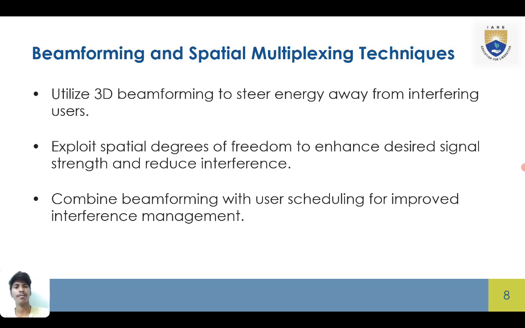Beamforming and spatial multiplexing techniques utilize 3D beamforming to steer energy away from interfering users, exploiting spatial degrees of freedom to enhance desired signal strength and reduce interference. Combine beamforming with user scheduling for improved interference management.